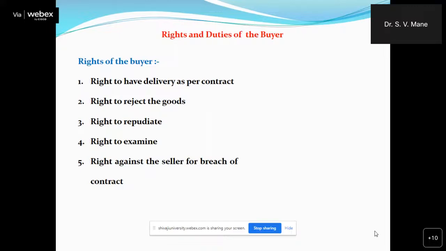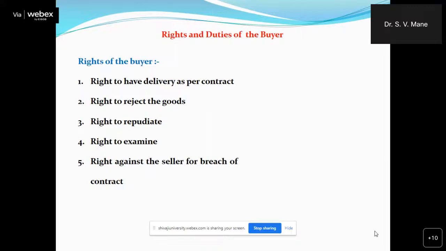Then suit for specific performance. If the goods are specific or certain, the buyer may file a suit against the seller for specific performance of the contract to sell. So if the performance is not fulfilled by the seller, the buyer can sue for completion of the performance in the specified period.